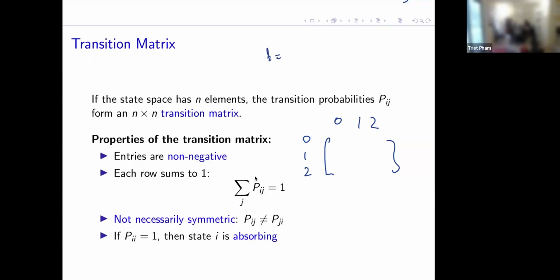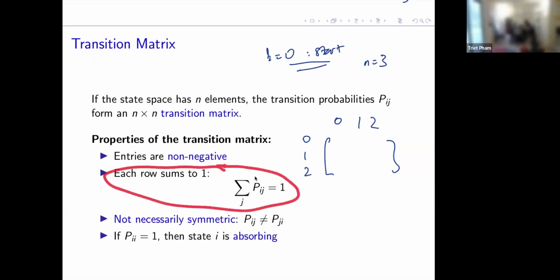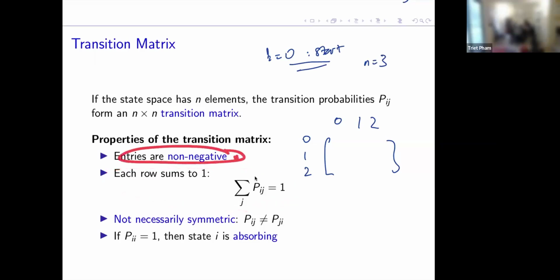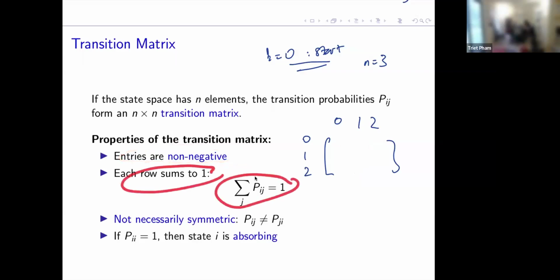So k equal to 0 is the start time. Again, these are conventions. There's no reason why you're going to start at time 1 or some other time. Anyway, let's say n equals 3, like this. Now, here's the thing, very important: the row sum is 1. By the way, entries are non-negative. That's obvious because the entries are probabilities. But the row sum is 1, not the column sum. This is probably an elementary mistake. Hopefully you won't make it, but the row sum is 1.